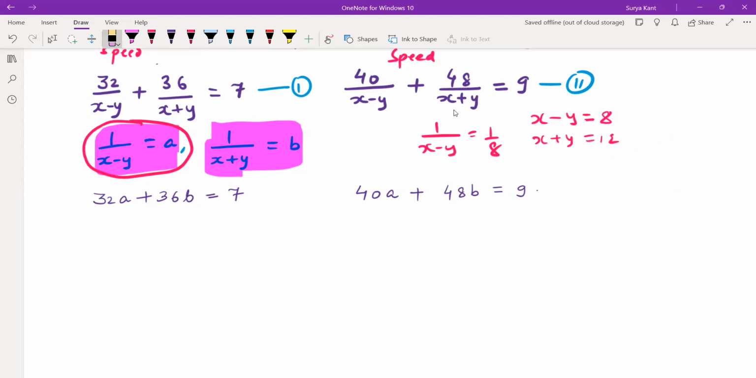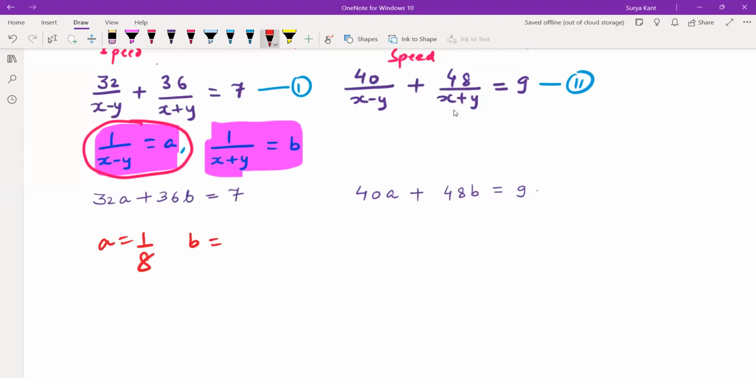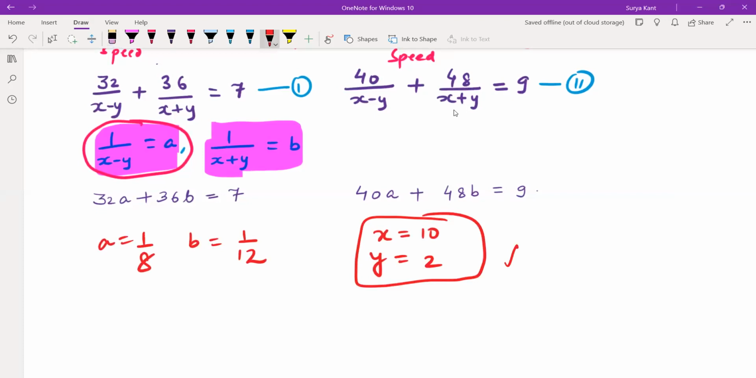All of you get the same answer, 1 by 8 and 1 by 12. Yes, sir. So on solving, you'll get A is equal to 1 by 8 and B is equal to 1 by 12. So x is equal to 10 and y is equal to 2. This is the final answer. Those who are not getting, you can ask me. Okay.